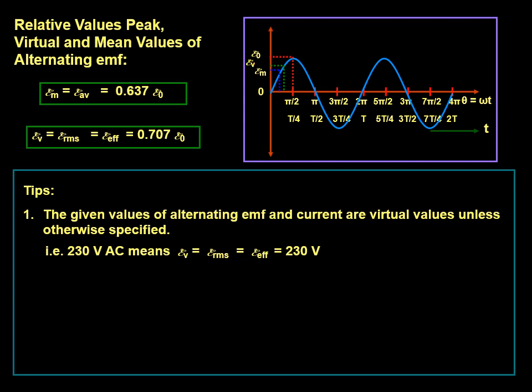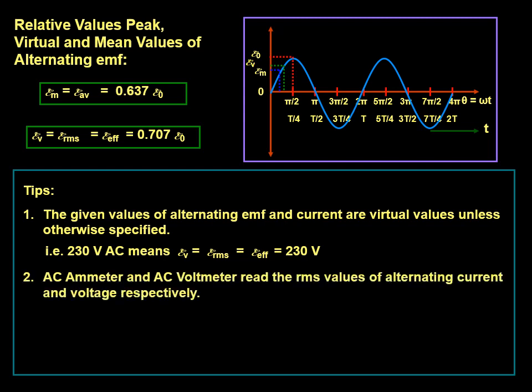Usually we say 230 volt AC in this part of the world, we use the RMS value. We say 220 volt or 230 volt AC. There are some places in the world where it is other than 230 volt or 220 volt. So we always mention the value as RMS value. AC ammeter and AC voltmeter read the RMS value of the alternating current and voltage respectively.